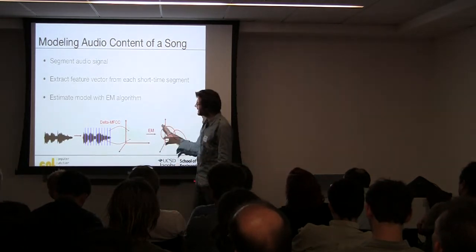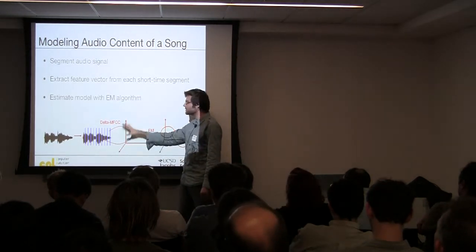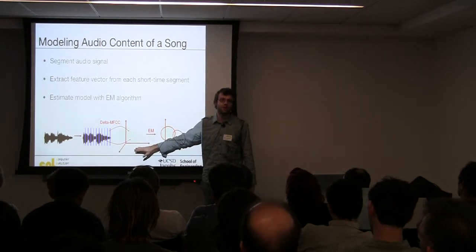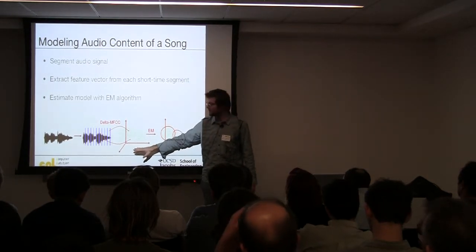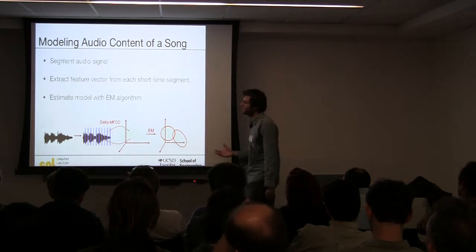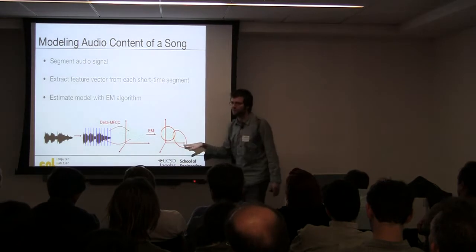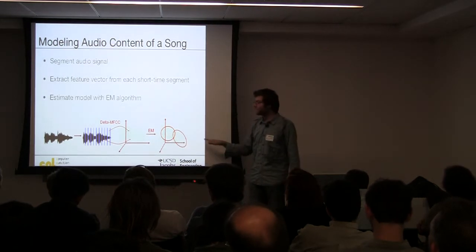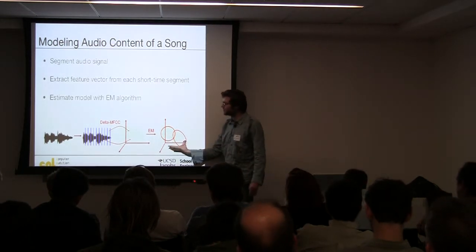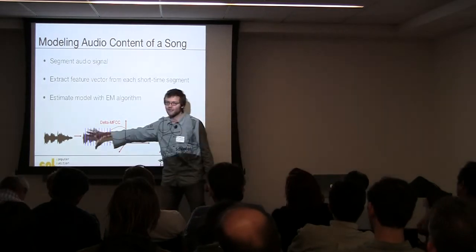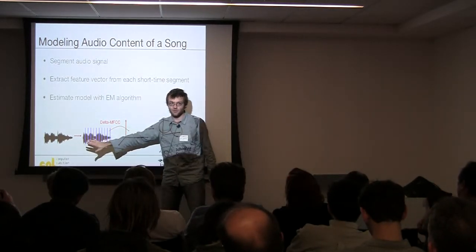So as a result of that, the whole song now is represented as a cloud of green dots in some high-dimensional audio acoustic feature space, right? And so the next thing that we're going to do is try to characterize the shape of this cloud of points by some statistical model, whatever it is. So what we have now is some statistical model that describes the acoustic content of this song, okay? That's the approach we're taking.